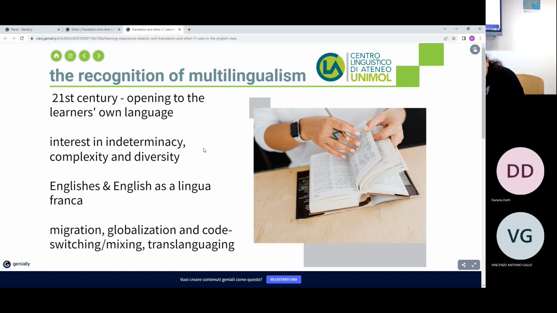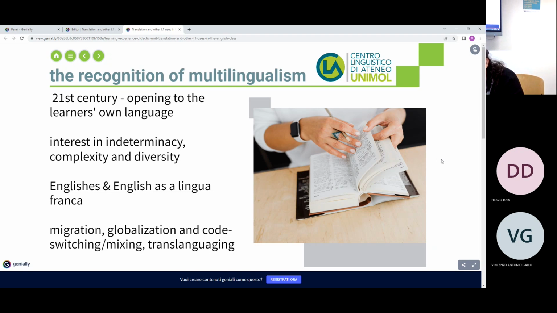So there's a gradual opening up to the learner's own language use in class in the 21st century. So the first decade of the 21st century, of course. So language is studied in multiple ways. And so this is when complexity, diversity, and indeterminacy come into play and are considered. This is the age when we talk about Englishes and not one only English.